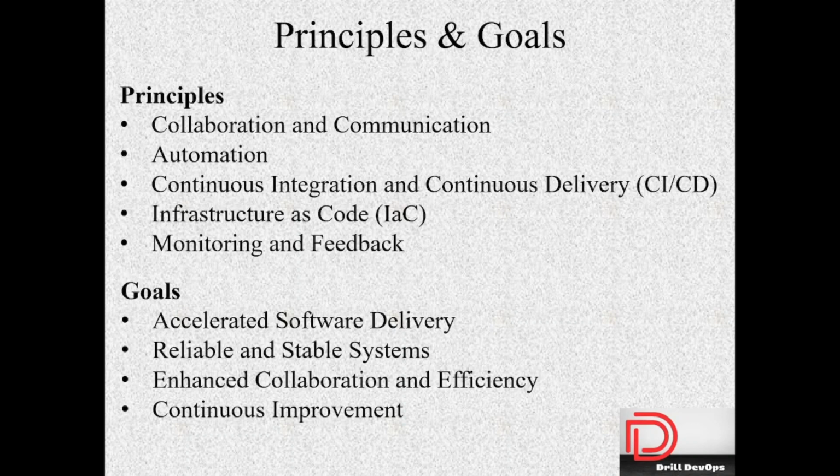So we have CI/CD, we have infrastructure as code, we have monitoring and feedback, we have shared responsibilities, we have iterative improvements, we have feedback loops. We do have multiple other principles, but I'm listing the main ones. So, what are these principles, and how do these principles help a DevOps engineer to achieve a project goal?